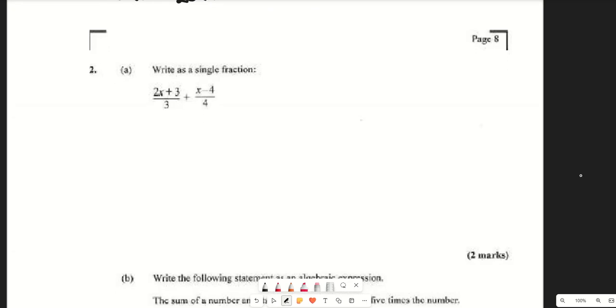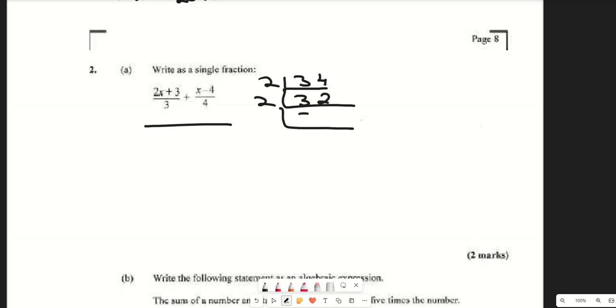Write as a single fraction. When you say a single fraction, I have two fractions. The first thing that's supposed to come to your mind is LCM, right? Write as a single fraction (2x + 3)/3 + (x - 4)/4. Again, what is the LCM of 3 and 4? You use 2 first, then 3 and 2, then you use 2 again. That's 3 and 1, that's 3, that's 1 and 1. 2 2s are 4, 4 3s are 12.